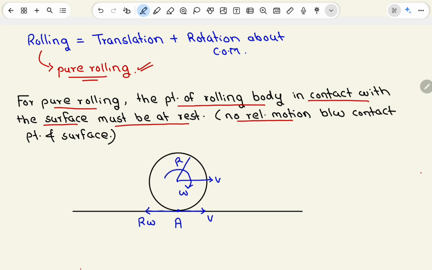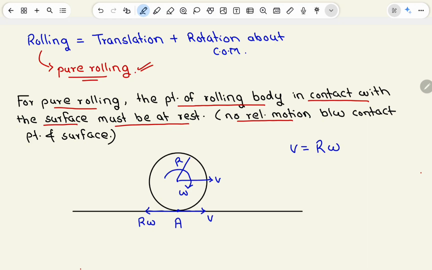Now, we said that for pure rolling, there should be no relative motion between the point A and the surface. The velocity of the surface is 0. Therefore, for the no relative motion condition, the velocity of point A should also be 0. And when we say that the velocity of point A should be 0, it gives rise to the condition: v must be equal to r omega.